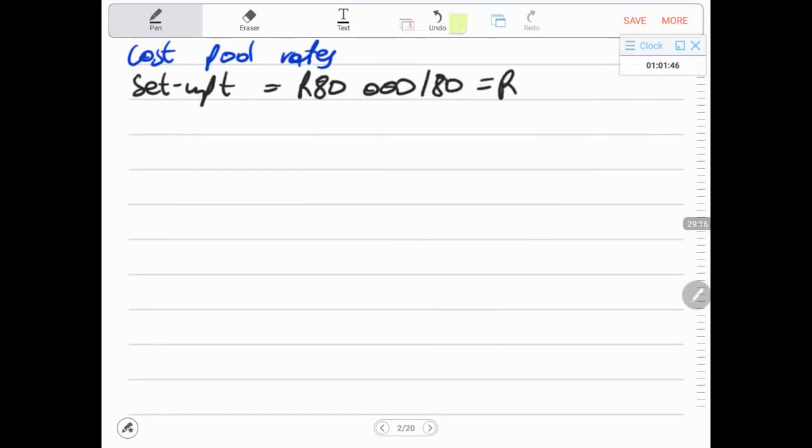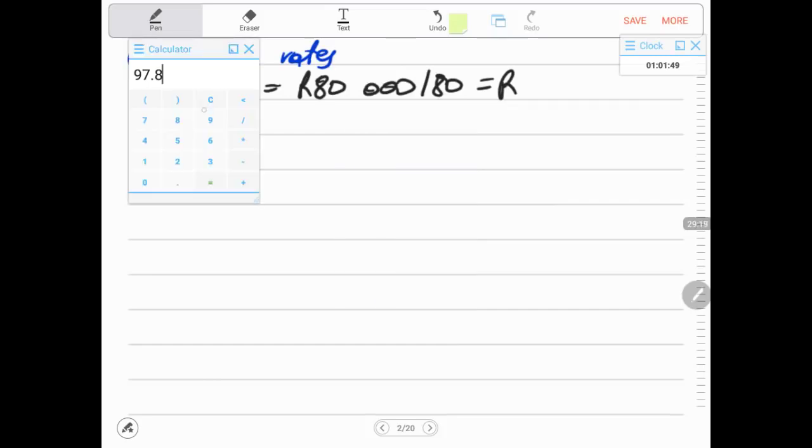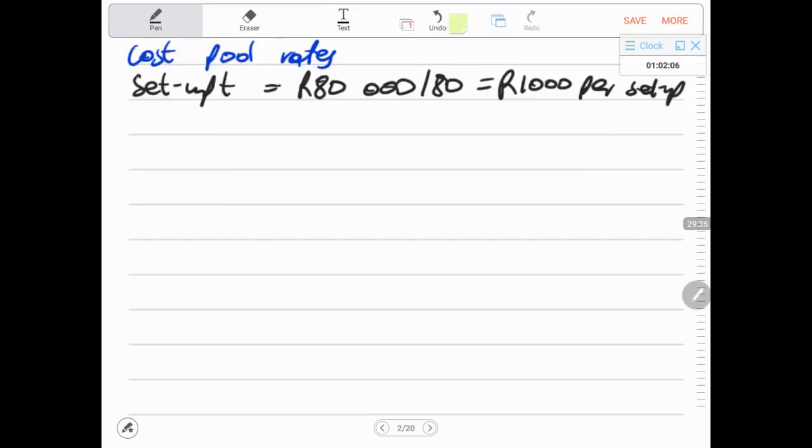When I divide by 80, I will get the rate. So I have my 80,000 divided by 80. This gives me 1,000 per setup. So now I have this 1,000 per setup. Then I need to allocate this to each of the products. This is the rate, first of all, that I just have calculated. If I want, I can just draw all this without allocating and allocate later, but I prefer to allocate instantly. So now I have product 1, which is common.